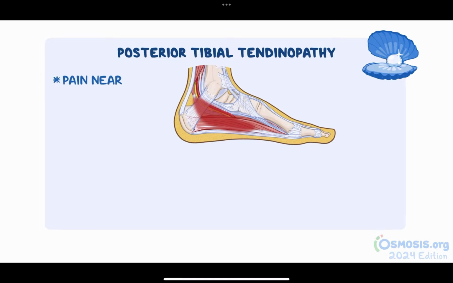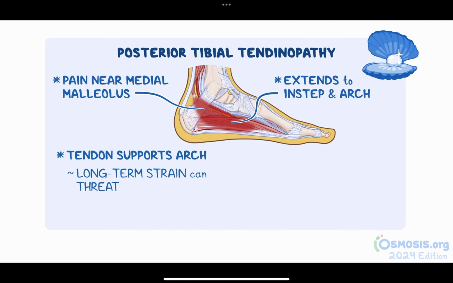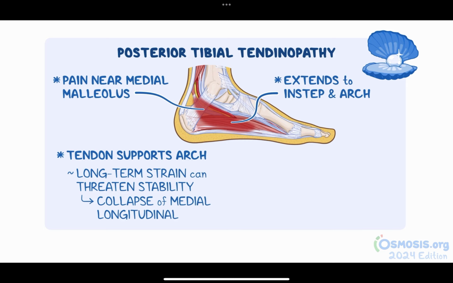And here's another clinical pearl. Posterior tibial tendinopathy presents with pain near the medial malleolus of the ankle that extends to the instep and arch. Since this tendon supports the arch of the foot, long-term strain can threaten the stability of the tendon, resulting in a collapse of the medial longitudinal arch and causing flat foot deformity in adults.